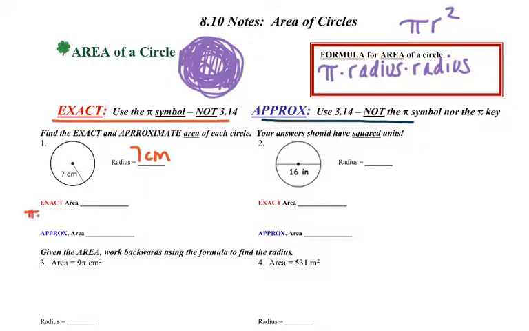Exact area is going to be pi symbol times 7, or 49 pi, and remember area, square area, right? So square units. And here, if I'm going to do the approximate, I'm going to take out the pi symbol and times 3.14 times 7, 153.86. And we're going to keep all those decimals.